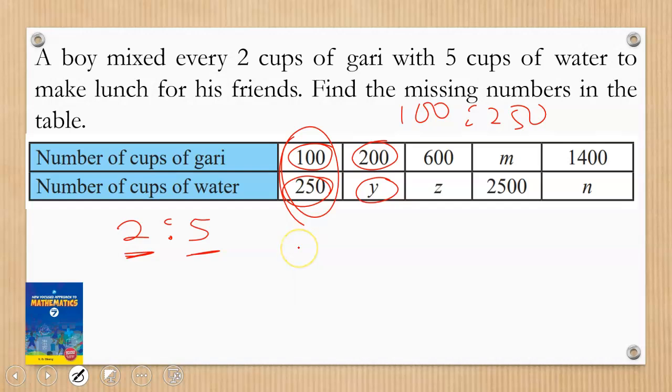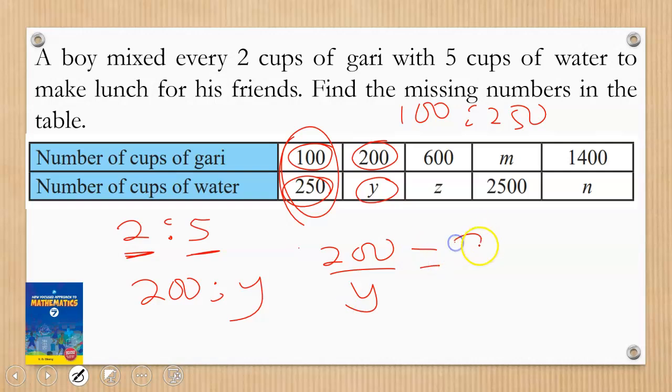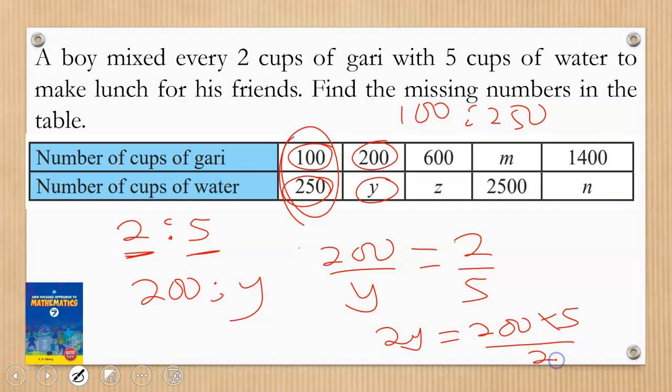It means that if 2 is to 5 is the ratio and we have 200 is to y, then we can say that 200 divided by y should be equal to the ratio, which is 2 divided by 5. And if you do cross multiplication, you have 2y is equal to 200 times 5. When we divide both sides by 2, you will get 200 times 5 over 2, and that can be calculated.